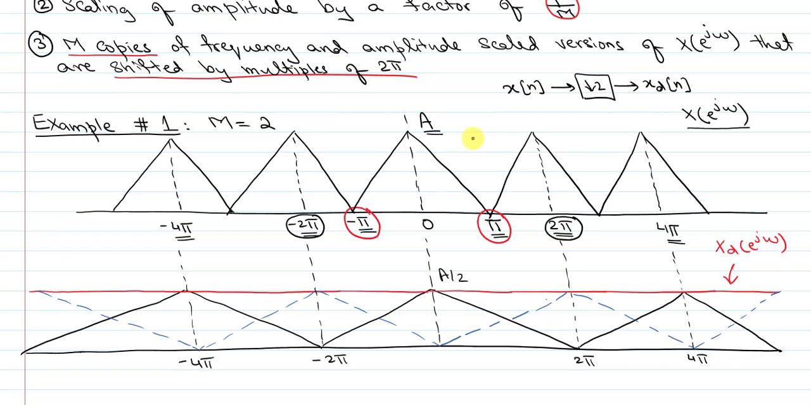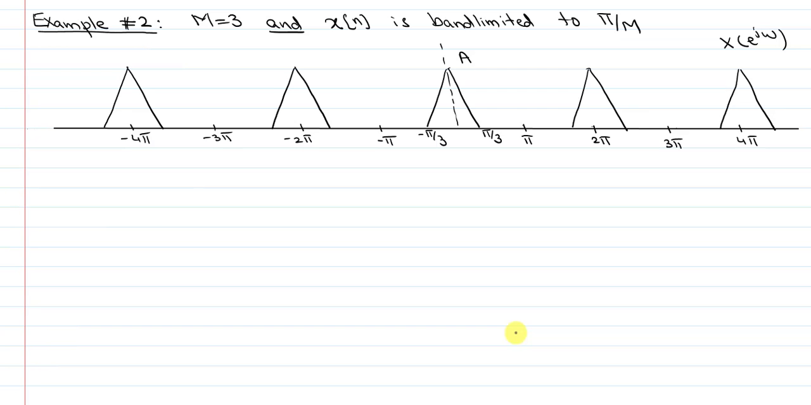It is also important to point out that where these different copies intersect with each other and cause aliasing is precisely the frequencies pi and minus pi. So once our main copy expands beyond pi and minus pi, it's bound to lead to aliasing. Let's now look at another example.